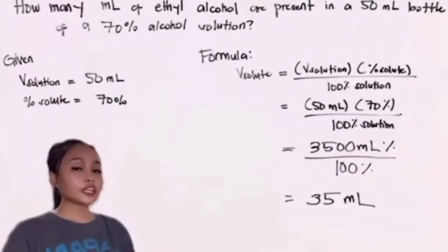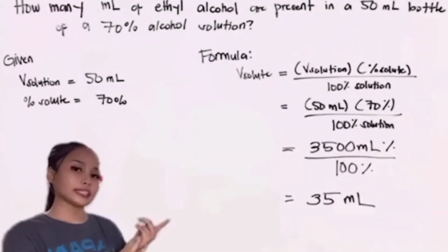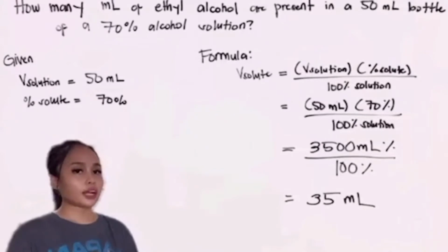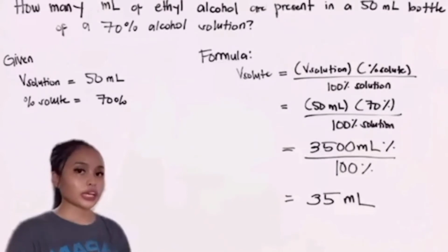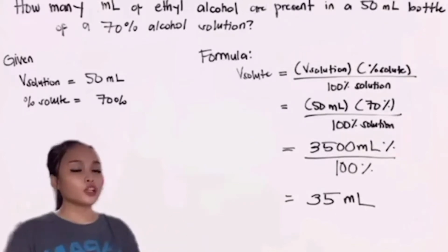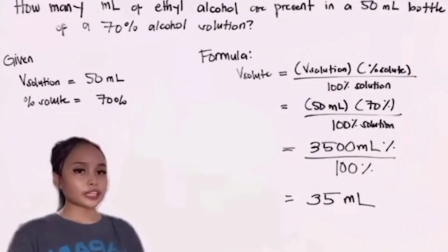In finding the volume of solute, here is the example. How many ml of ethyl alcohol are present in a 50 ml bottle of a 70% alcohol solution? The given volume of solution is equal to 50 ml and the percent solute is equal to 70%. The formula: volume of solute equals volume of solution times percent solute over 100% of solution.